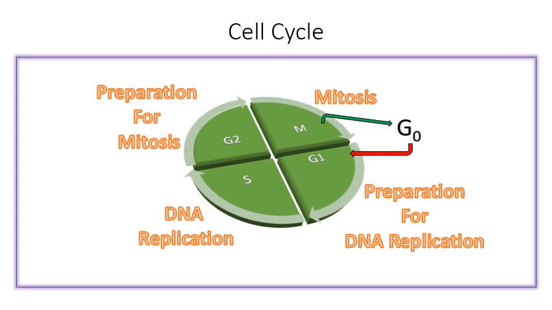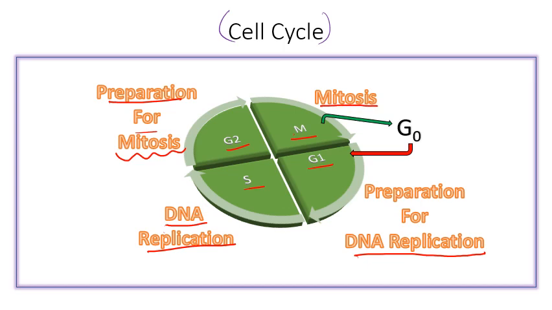Before jumping into the drugs, let's briefly review the cell cycle. Cell cycle basically has four phases: G1 phase, S phase, G2 phase, and M phase. Each one of these phases has a specific function and a few characteristics. In G1 phase, the cell prepares itself for DNA replication, which occurs in the S phase. In G2 phase, the cell prepares itself for mitosis, and mitosis occurs in M phase. If you remember it briefly like this, I think it will be of great help in understanding the anti-cancer drugs.